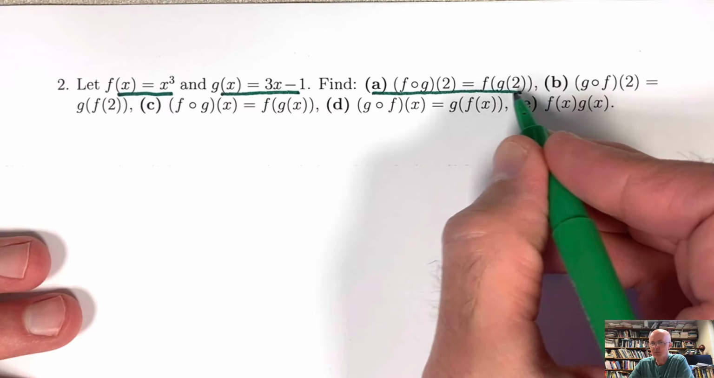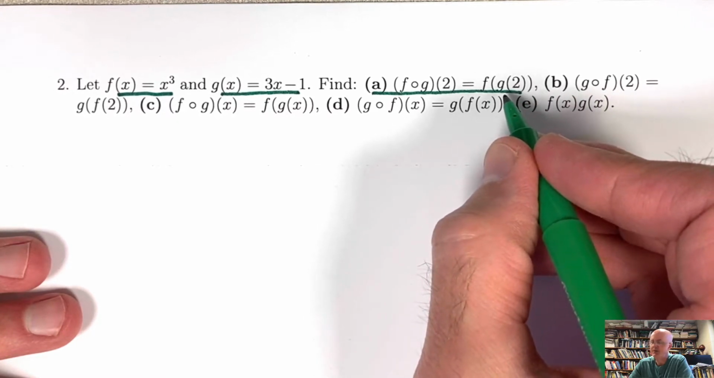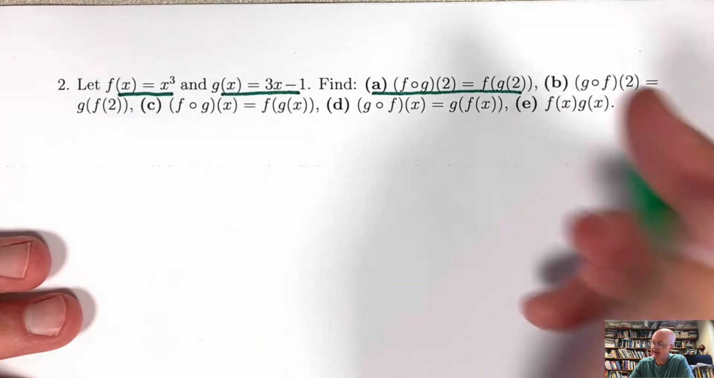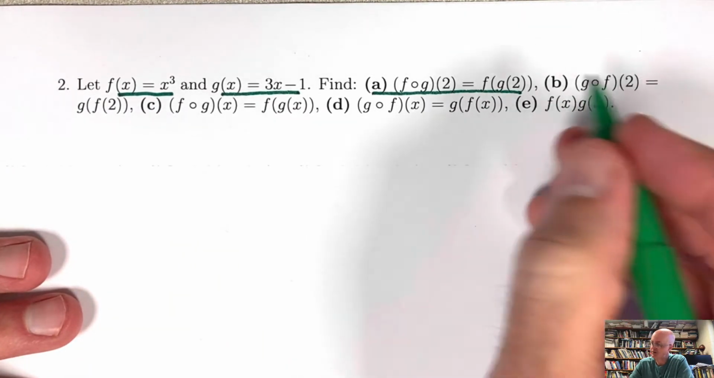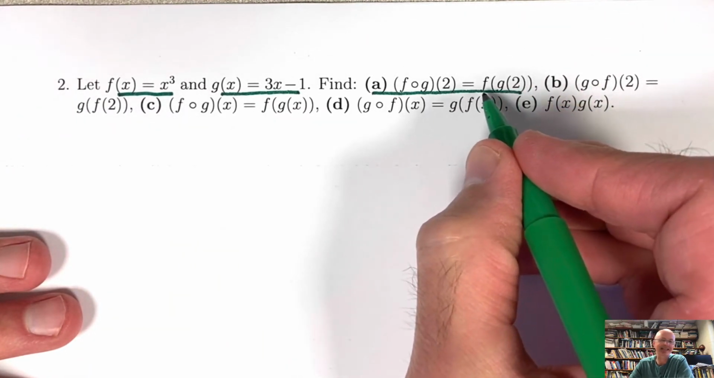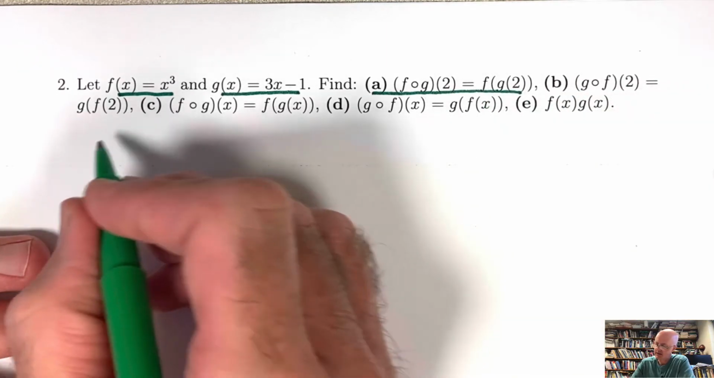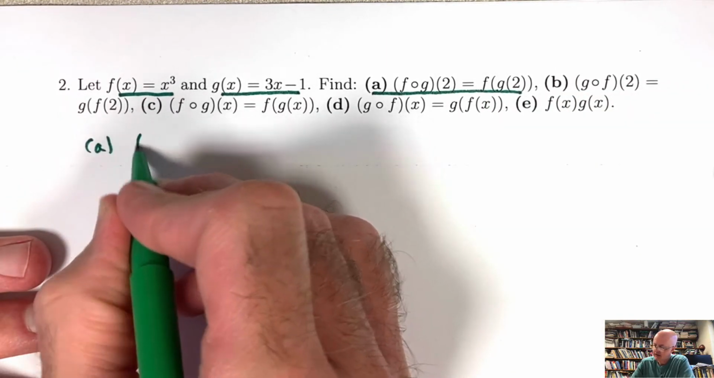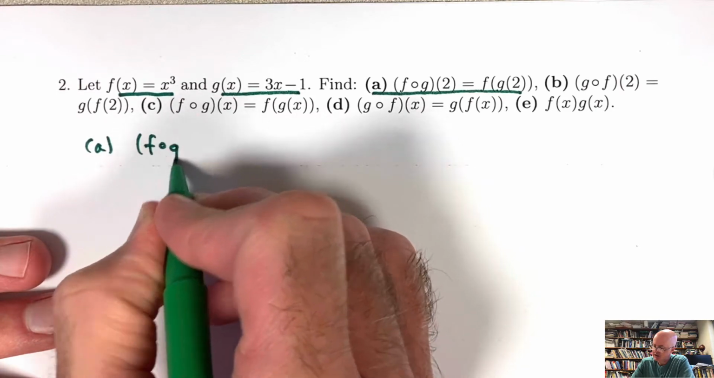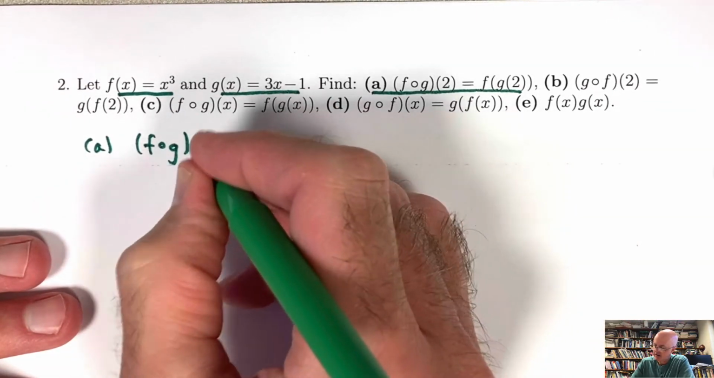In other words, when you see this expression, work from inside out. Evaluate g of 2 first. Whatever number you get then gets plugged into f. Work from inside out. g is the inside function, f is the outside function. So let's go ahead and do that here. f circle g, or f o g if you like, of 2.